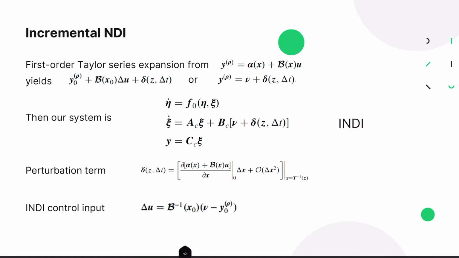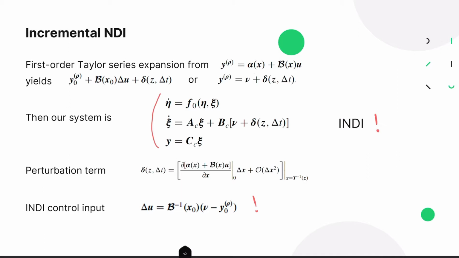On the next page, we can see how incremental NDI is calculated. First, we need to take the first order Taylor series expansion of our original equation, and after that our system becomes like this. So this is the INDI case. We need to mention here we have a perturbation term, and after that our INDI control input is defined like this: u equals u0 plus delta u, where delta u equals beta inverse times (v minus y dot). Here we don't see our model, I mean alpha x and beta x, and we can see that compared to the conventional NDI control law, the INDI control method is less sensitive to model mismatches because alpha x is not used in the equation.